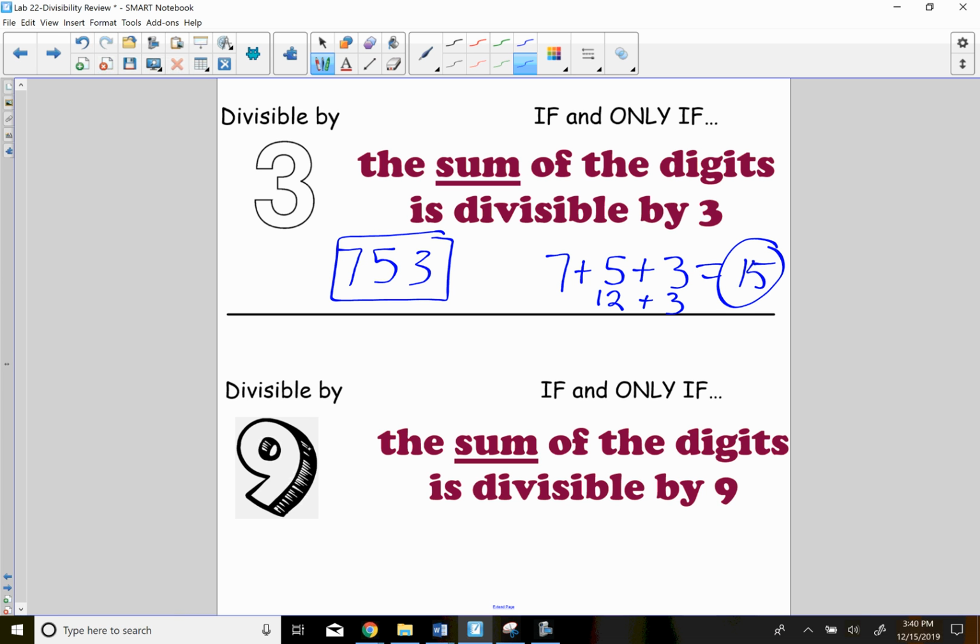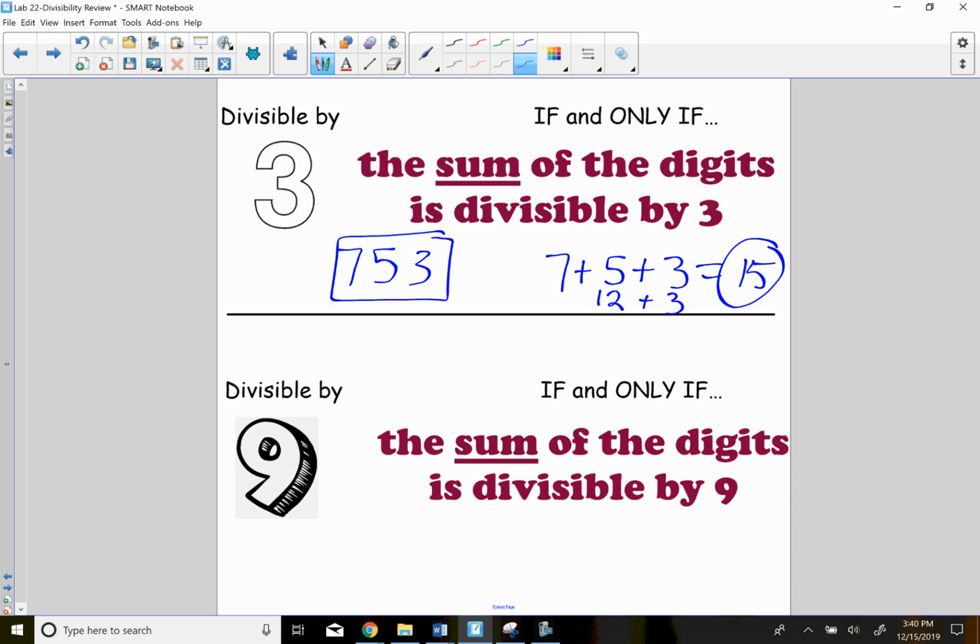Now, is this number also divisible by 9? Well, the number is divisible by 9 if the sum of the digits is divisible by 9, meaning it's a multiple of 9. When I add the digits, 15 is not a multiple of 9. So this number, while it's divisible by 3, is not divisible by 9.